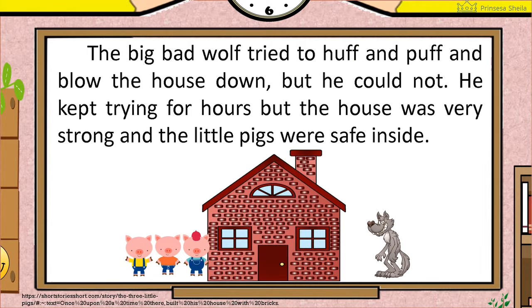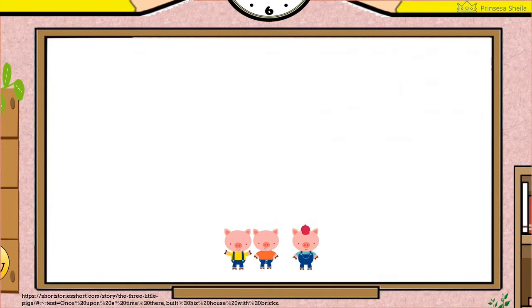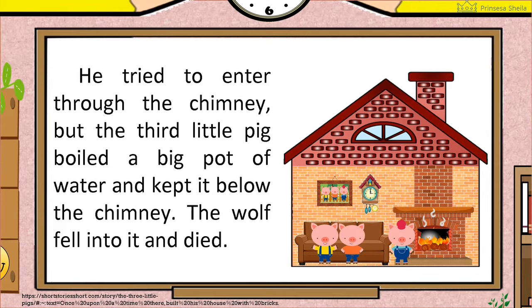The big bad wolf tried to huff and puff and blow the house down, but he could not. He kept trying for hours, but the house was very strong, and the little pigs were safe inside. He tried to enter through the chimney, but the third little pig boiled a big pot of water and kept it below the chimney. The wolf fell into it and died.